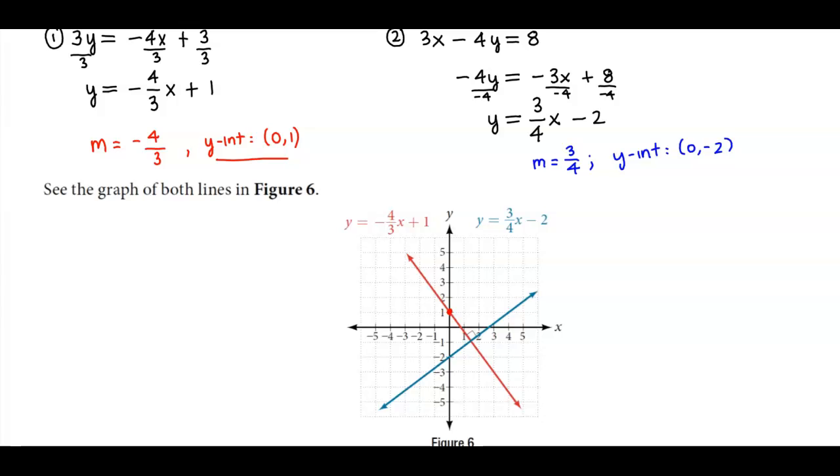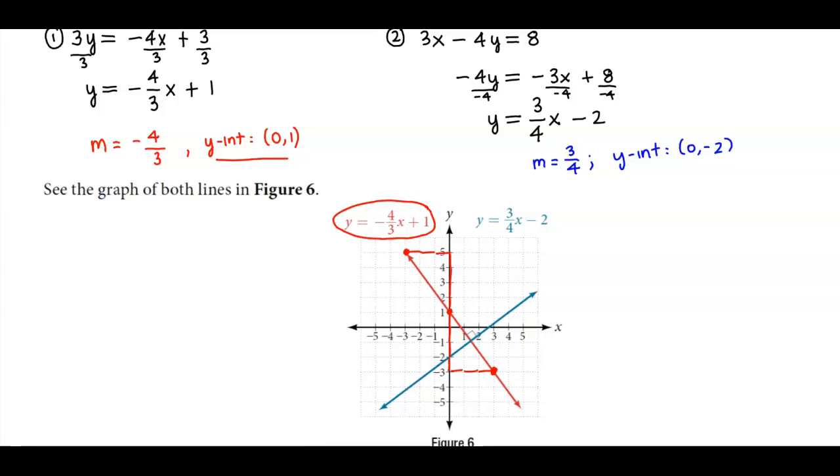So what we can do is go down 1, 2, 3, 4 units, and then to the right 3 to get our next point. Or we can choose to make the 4 positive and 3 negative. We can go up 1, 2, 3, 4, and then to the left, negative 3. And so when we connect our points, that's how we get this equation.